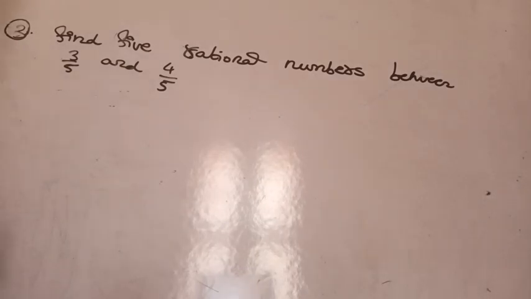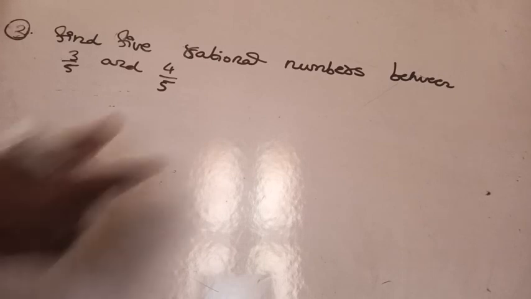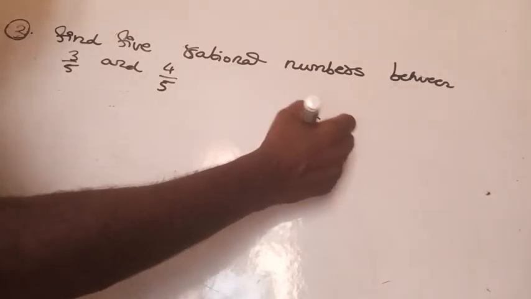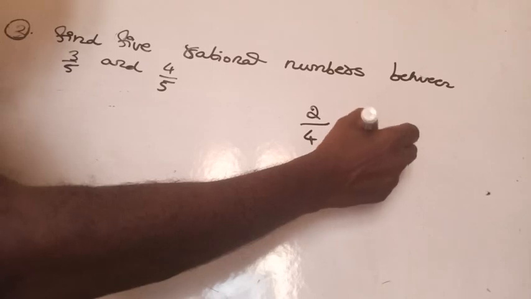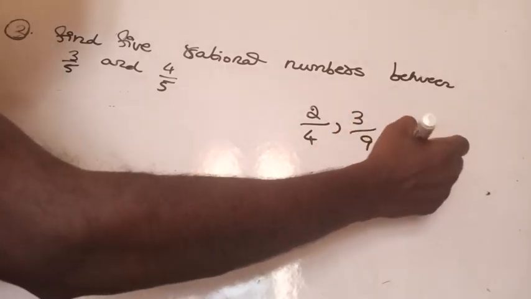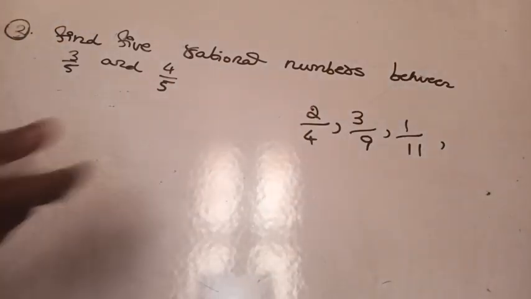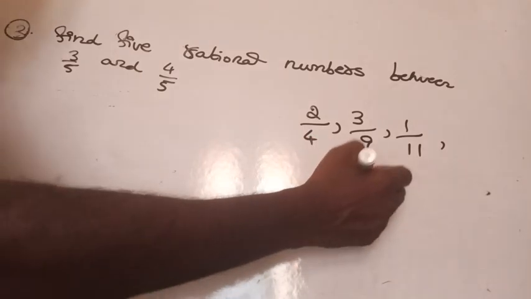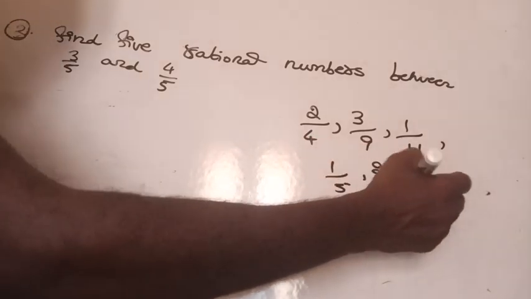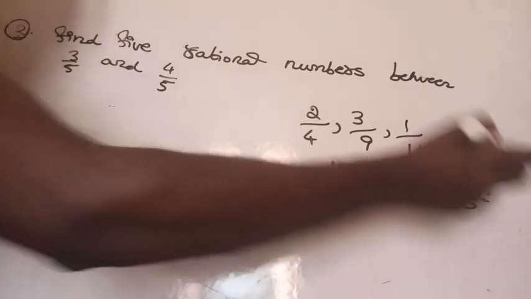What is meant by like fractions? If two or more fractions have the same denominator, then they are called like fractions. Unlike fractions means two or more fractions having different denominators. For example, unlike fractions are 2 by 4, 3 by 9, 1 by 11. Like fractions are 1 by 5, 2 by 5, 3 by 5, 9 by 5, 11 by 5. These are all examples of like fractions.